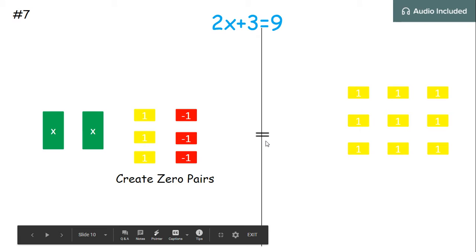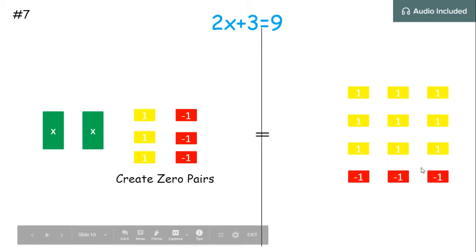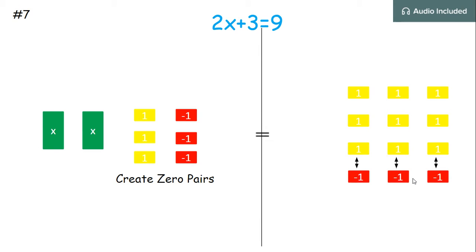My equal sign is my balance. So what I do to one side, I have to do to the other. So if I subtract the 3 on that left side, I have to subtract 3 on the right side. Okay, so now I'm going to subtract them, and it gives me 0. So now I'm left with 2x equals 6.